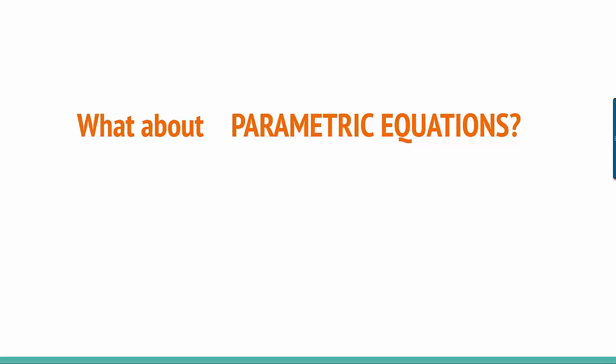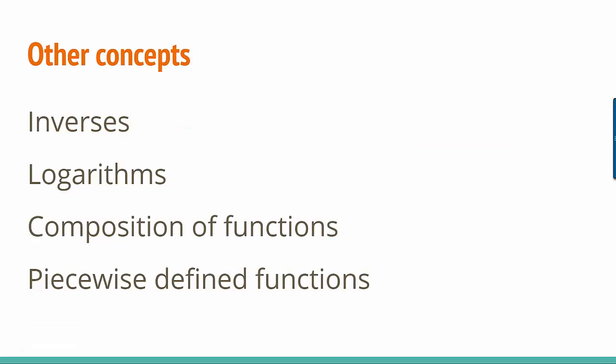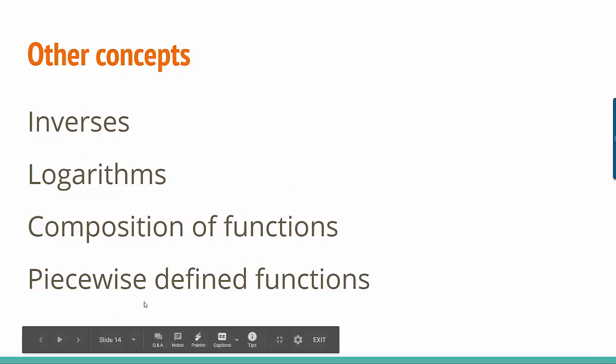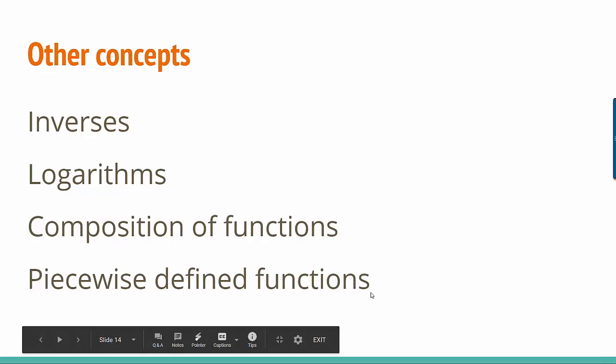And then for your second concept map, which is also due on Thursday, you should choose any other concept from this unit. Here's what I think are some of the major new things that we've thought about this unit: inverses, logarithms, composition of functions, and piecewise defined functions. Inverses we've learned quite a lot about. Piecewise defined functions are relatively simple. So if you choose something like piecewise defined functions, you're not going to have as large a concept map.